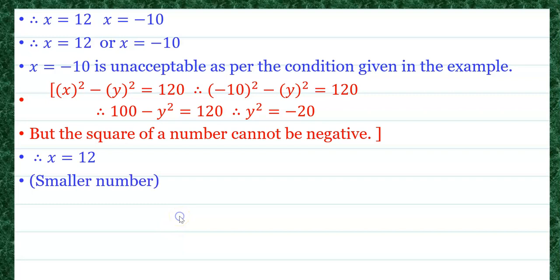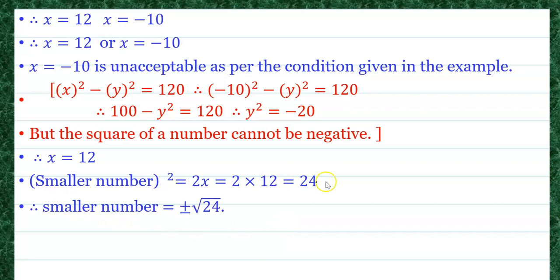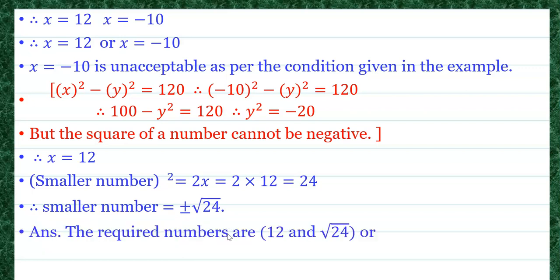Okay, therefore the bigger number is 12. आणि स्मॉलर नंबर किती, तर स्मॉलर नंबरचा स्क्वेअर किती, that is the 2x, that is the 2 into this bigger number, that is the 12. मग तो 24 झाला. 2 into 12. स्मॉलर नंबरचा स्क्वेअर किती आला, the square of the smaller number is 24 and if you take its square root, that is the smaller number is equal to plus or minus root of 24. Okay, and here's the answer. The required numbers are 12 and root of 24 or 12 and minus root of 24.